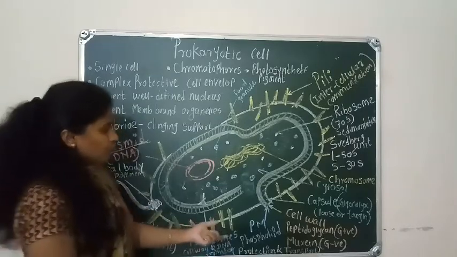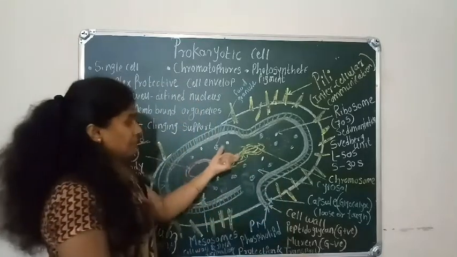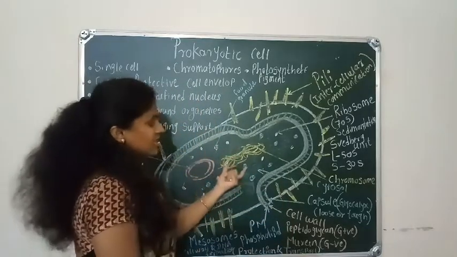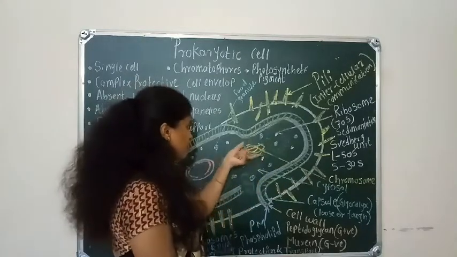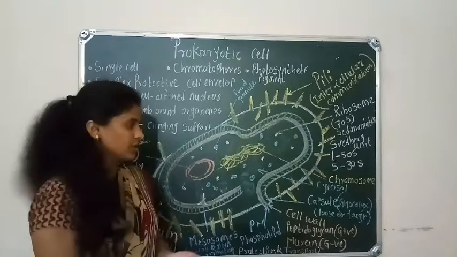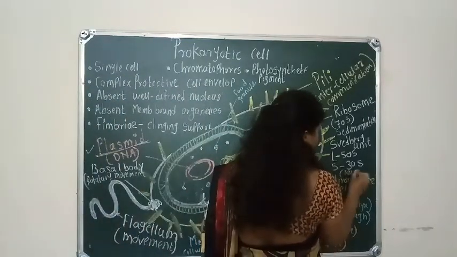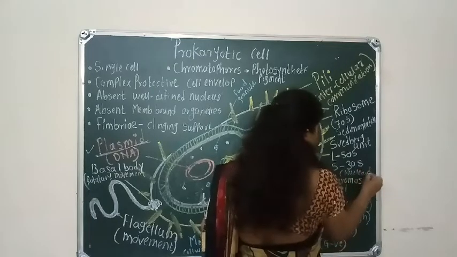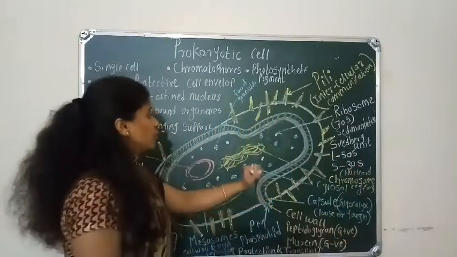So the next point is chromosome. So in bacterial or prokaryotic cell, chromosomes are present, and the region where the chromosomes are present is called the nucleoid region. In the nucleoid region, chromosomes are present. So this is about the chromosome.